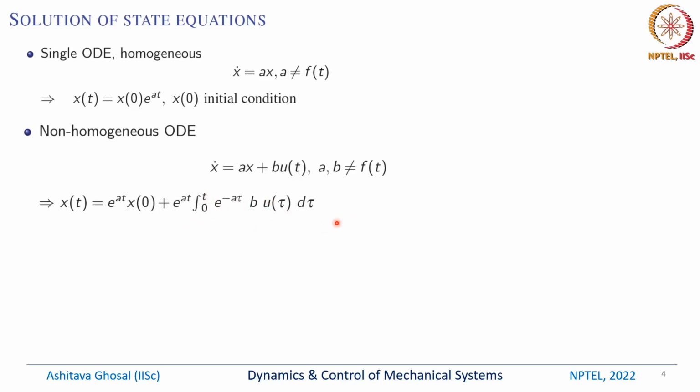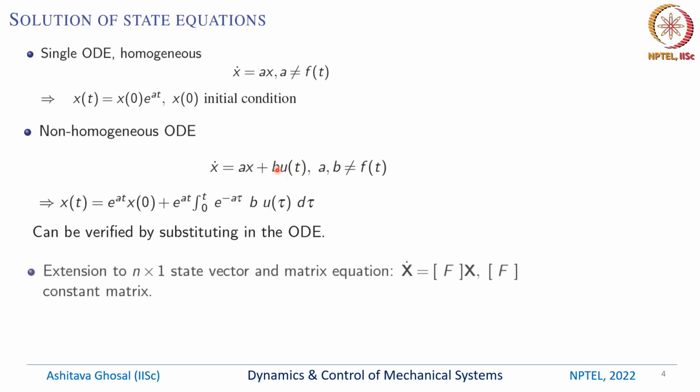If you don't remember this, please go back and see any textbook on calculus or ordinary differential equations which you would have done, and you can see that this is indeed the solution. You can also substitute this back into the equation and convince yourself that this is indeed a solution to this non-homogeneous ordinary differential equation. As I said, it can be easily verified by simply substituting it in this differential equation.